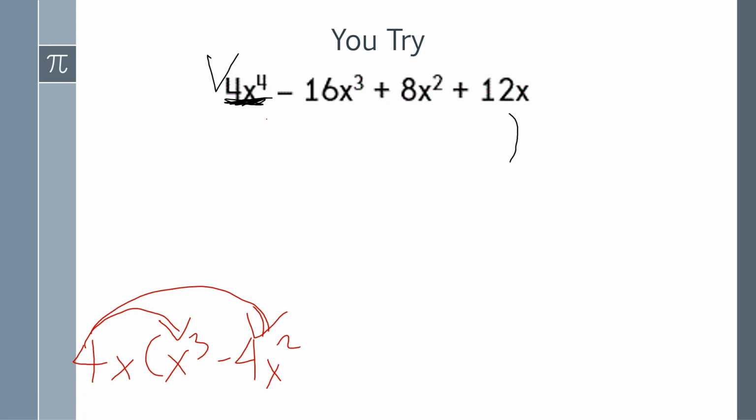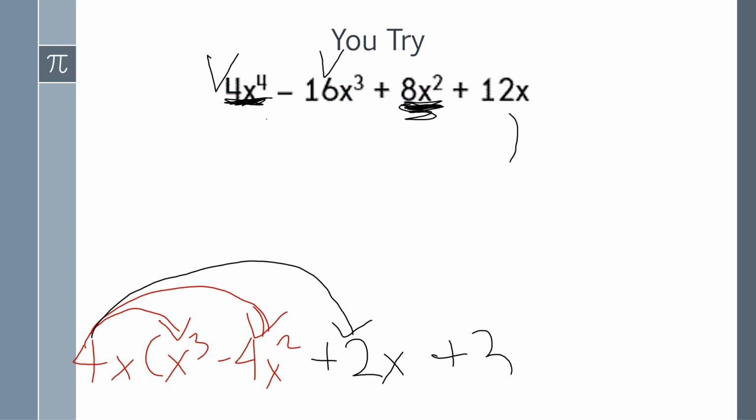So I did this guy and I did this guy. All right. 4x times blank gives me 8x squared. Plus 2x, because when I multiply those, don't forget your exponents add and you get this guy. And finally, 4x times blank gives me 12x. Plus 3.